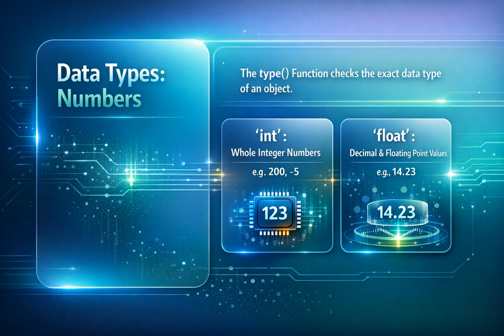Python supports several numeric data types. The int type stores whole numbers like 5 or -12. The float type stores decimal numbers like 14.23. The complex type stores numbers with a real and imaginary part, such as 3 plus 4j.